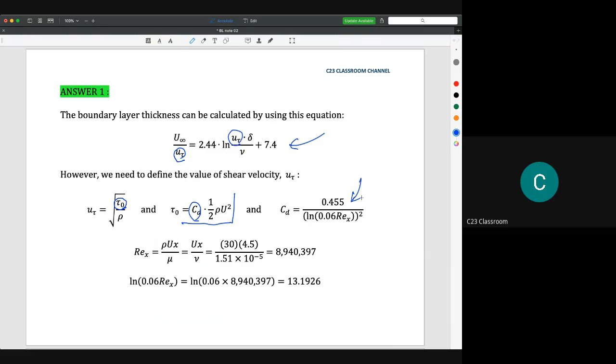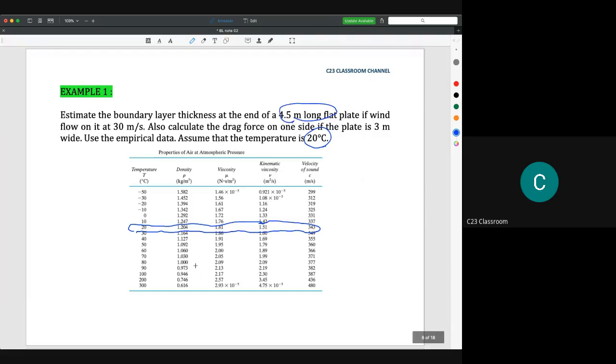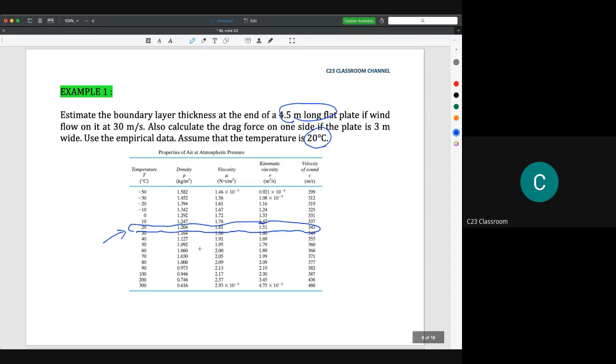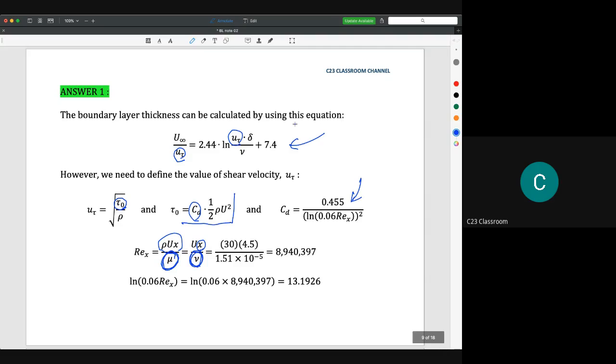First, we calculate the value of Reynolds number. The equation of Reynolds number is rho Ux over mu, and it can also be written as Ux over nu. If you want to use mu, mu is the dynamic viscosity and nu is the kinematic viscosity. You can get the value of dynamic and kinematic viscosity from this table for 20 degrees Celsius. So we substitute everything, and x here is the length of the plate, given by the question as 4.5 meters long. We substitute everything, and we get around 8.9 times 10 to the power of 6.